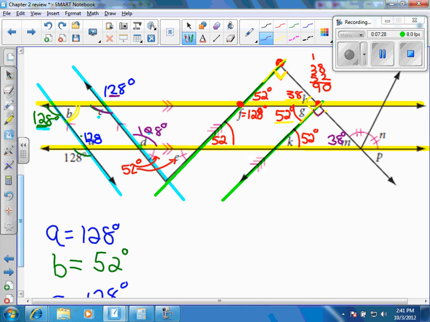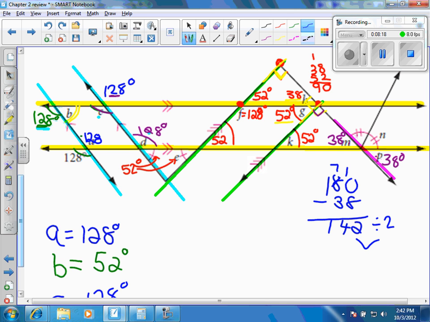What divided by 2, Scott? And how are you finding it? Okay, so that works. So M and P are vertical, so this is 38. These form a line, right? So you have 180, take away 38. 142. And then half of 142 is split into 2 for an angle. So 71.